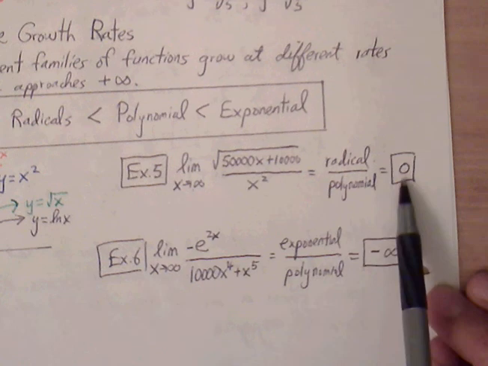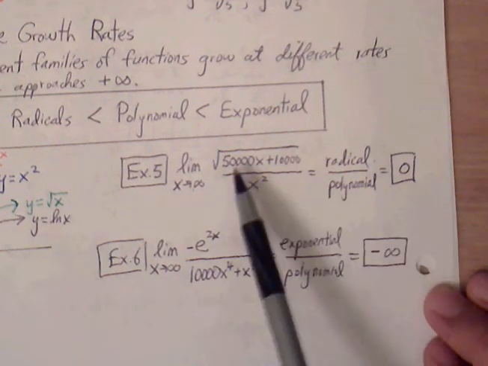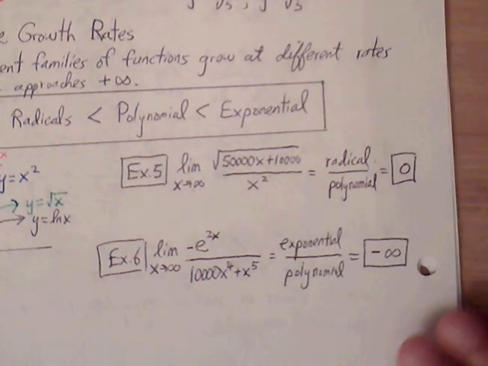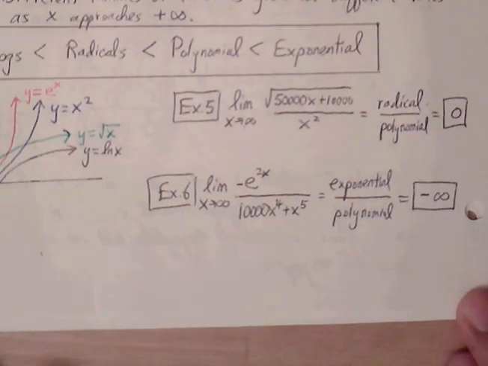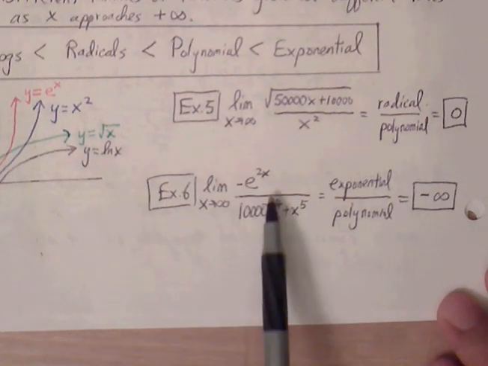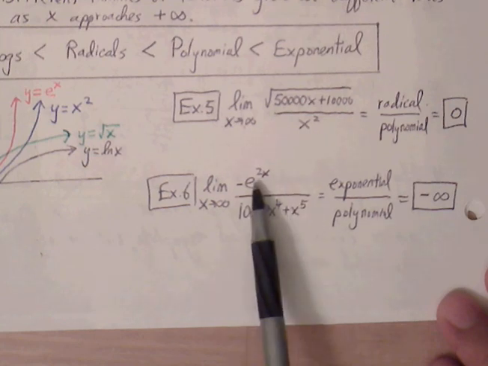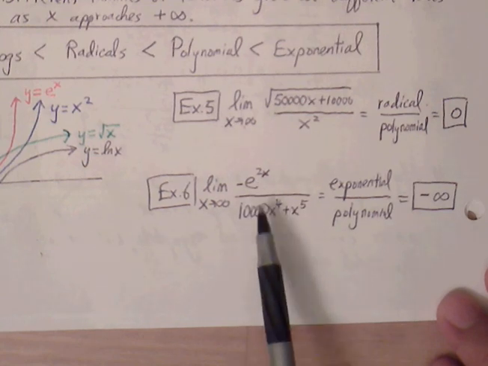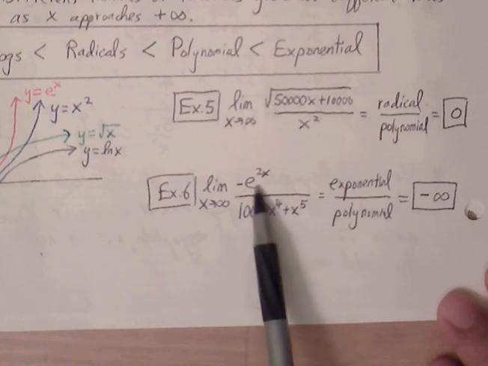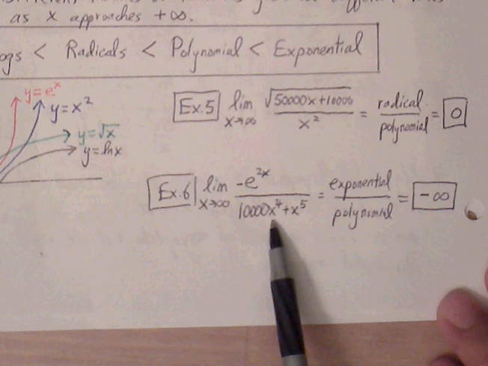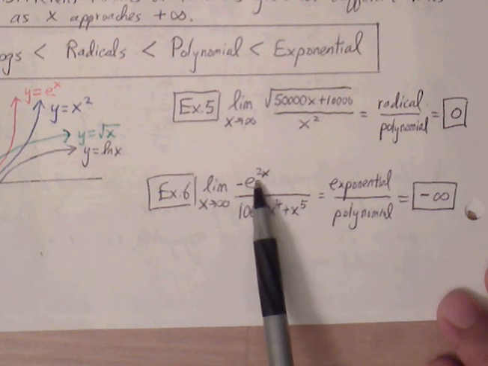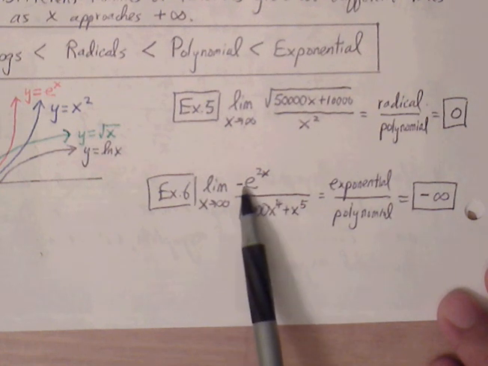Okay. If we look at example 6, we're approaching infinity. We have two separate families of functions, exponential over a polynomial. Exponential is growing at a faster rate than the polynomial. So that means this will either go to positive or negative infinity depending on what sign we have here. Here we have a negative sign, so that negative is going to attach itself to infinity, so negative infinity.